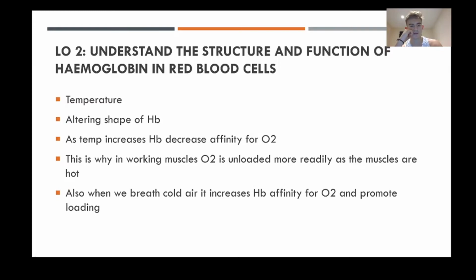Lastly, we've got temperature, which alters the shape of the hemoglobin, and as temperature increases, hemoglobin decreases its affinity for oxygen. And this is why when you're working out and your muscles get warm and you get warm overall, more oxygen is unloaded in the working muscles and more carbon dioxide can be loaded on. Also, when we breathe cold air, it increases hemoglobin affinity for O2 and promotes loading. And this is why athletes train at high altitudes.